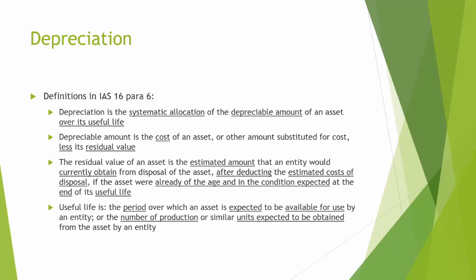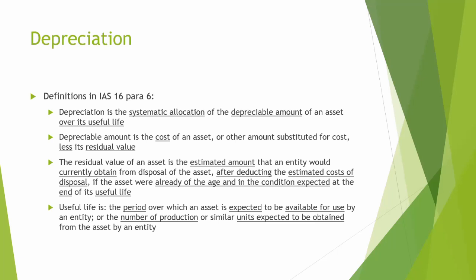And so depreciation, the definition of depreciation is covered in paragraph 6 of IAS 16. And that is that depreciation is a systematic allocation of the depreciable amount over useful life. So in other words, we need to know what the useful life of the asset is, and we need to know what is meant by a depreciable amount so that we can allocate a certain amount to depreciation over this period and then fully depreciate by the end of its useful life.